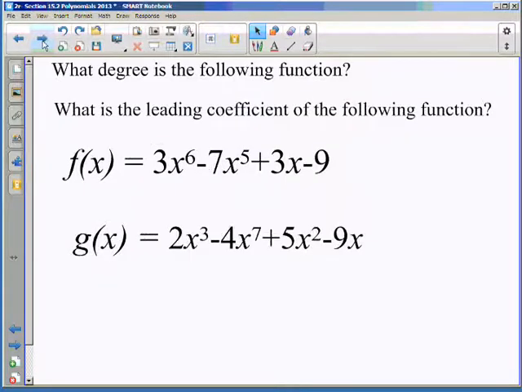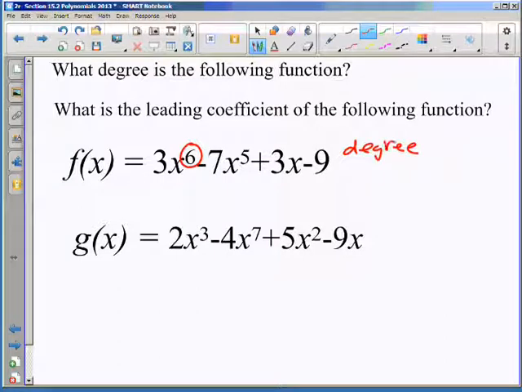What degree is the function? And what is the leading coefficient of the function? So if we look at f of x, we look for the biggest exponent, in this case 6. We would say the degree for f of x equals 6. And then the number in front of that term will be what's called the leading coefficient. I will often just use LC.